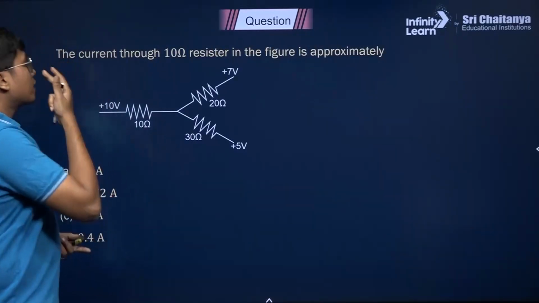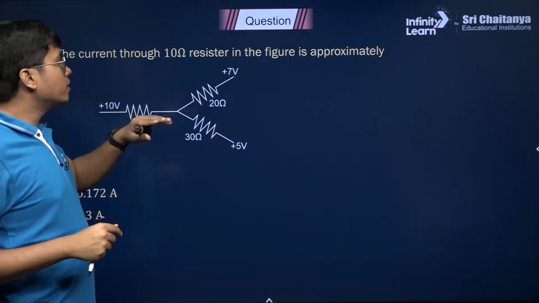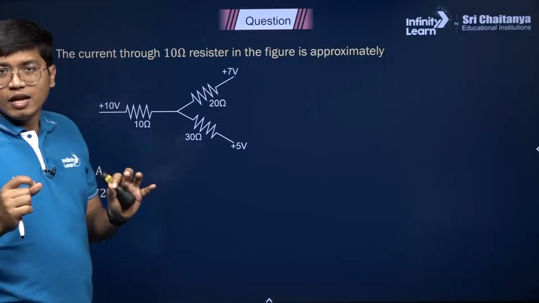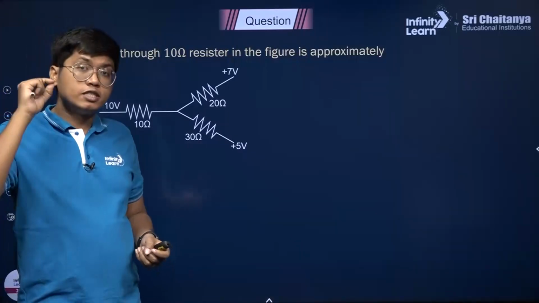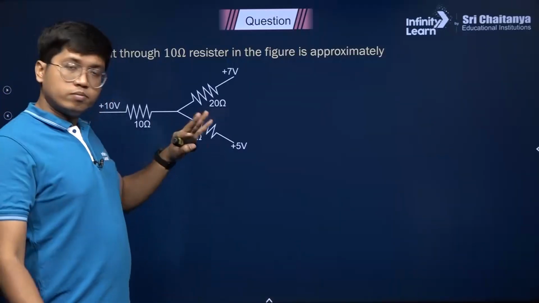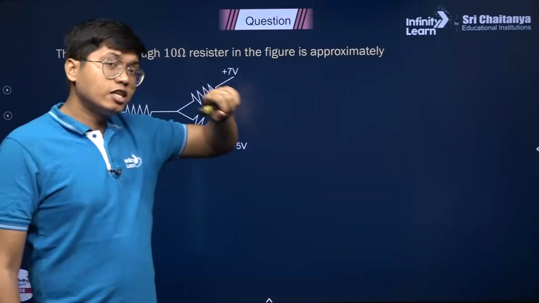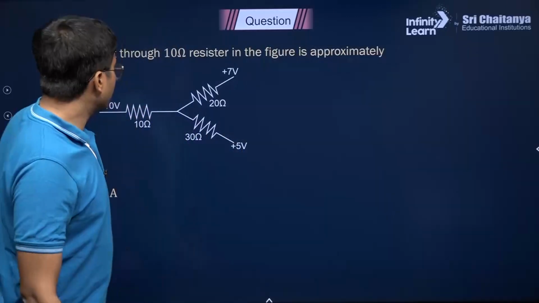Over here, we need to find the current through the 10 ohm resistor in the figure. So we need the current through this resistor over here. Now again, here we'll use Kirchhoff's junction rule. In your boards, you'll use the voltage rule more commonly, but for JEE, the junction rule is equally important. How do I use it?